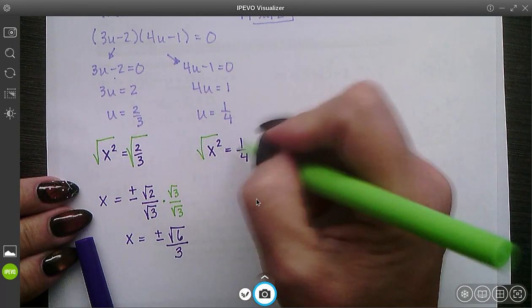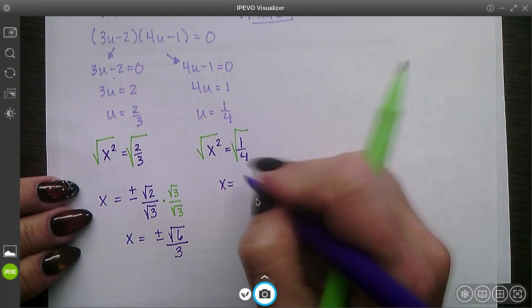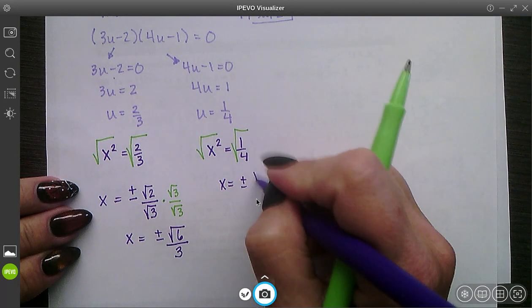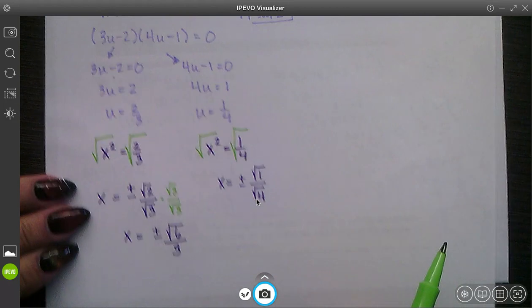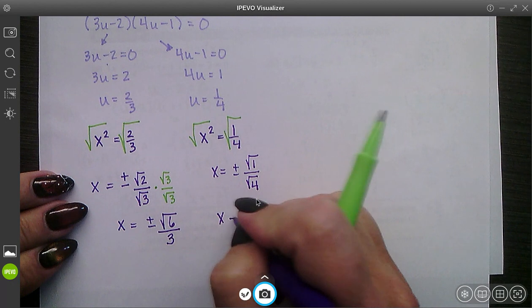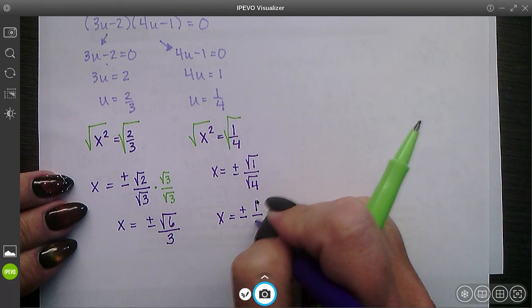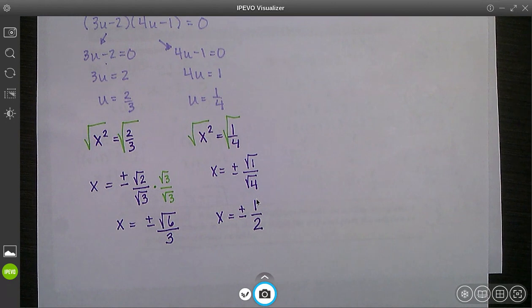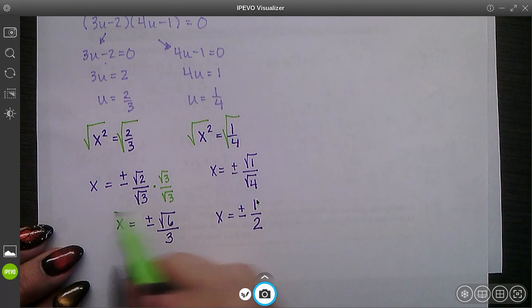And then this one's going to be real similar. Take the square root of both sides. So I get x equals plus or minus the square root of 1 over the square root of 4. Well, this actually works out way nicer than the 2/3. That's going to just give me x equals plus or minus, square root of 1 is 1, square root of 4 is 2. So this equation had 4 solutions: plus or minus square root of 6 over 3, and plus or minus 1/2.